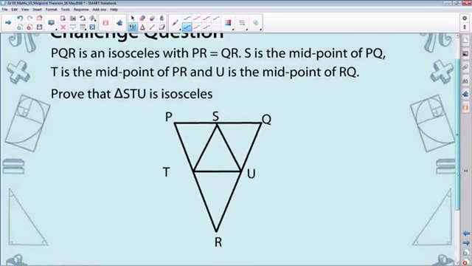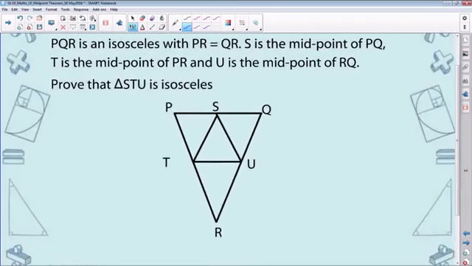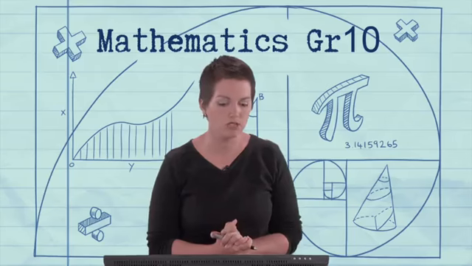PQR is an isosceles triangle with PR equals QR. S is the midpoint of Q, T is the midpoint of PR, and U is the midpoint of RQ. Prove that triangle STU is isosceles. Okay, I'm going to give you a minute to write this down so that we can go through it again next week.